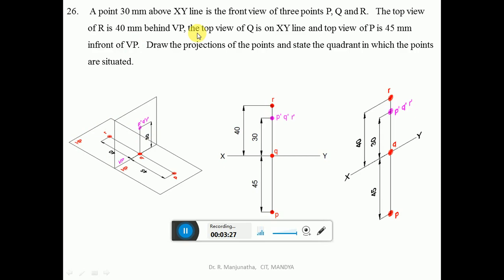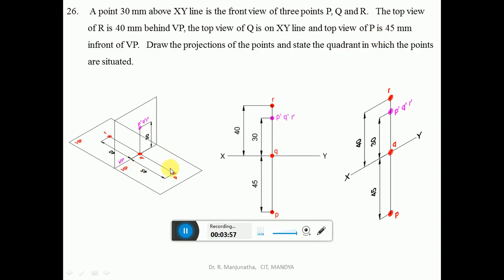Then 40 mm behind VP is always seen in HP when you look from the top view. So the 40 mm from this XY line, you mark this 40 mm, and the image will be seen in HP. So the top view point will be on HP now. The top view of Q is on XY line, so you mark this point here, small q, just beneath the Q dash. And the top view of capital P is 45 in front of VP.